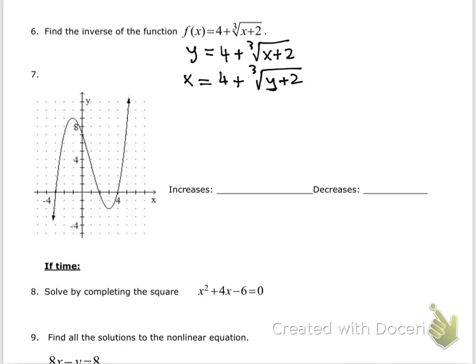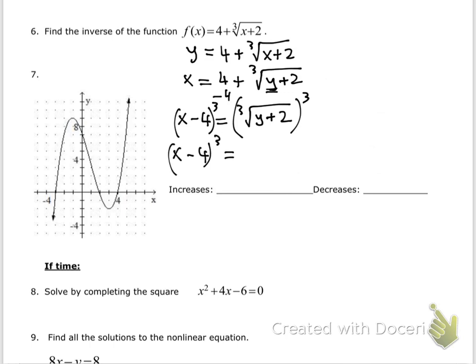So we're looking to get this y by itself. First thing to do, let's take away the 4. So x minus 4 is the cube root of y plus 2. Okay. Now what do we do next? We cube both sides because that'll get rid of the cube root. So I'm going to cube both sides. So I have x minus 4 all cubed equals just y plus 2.